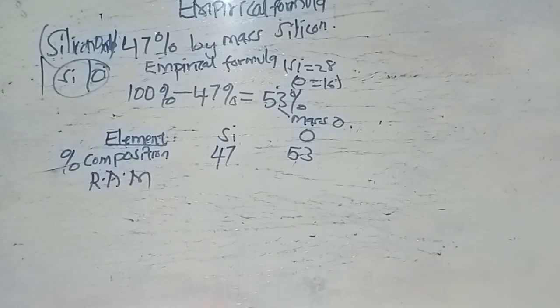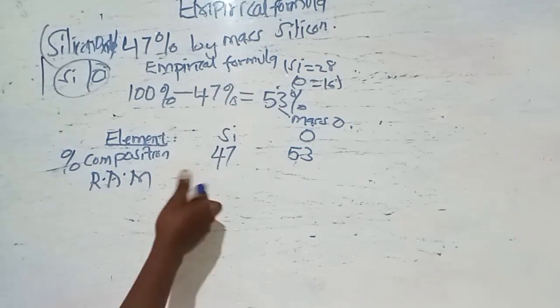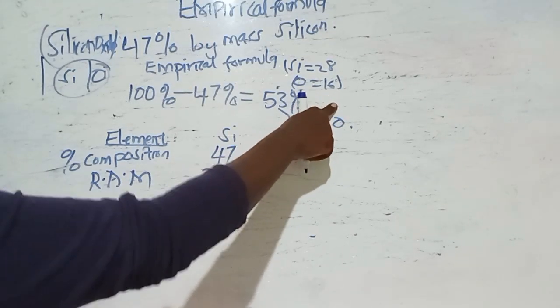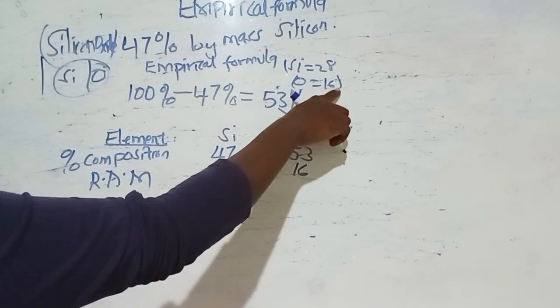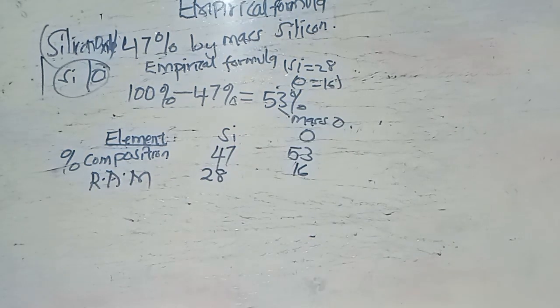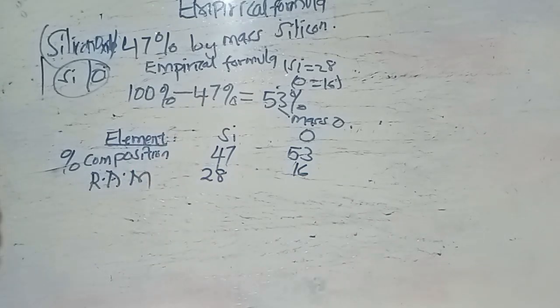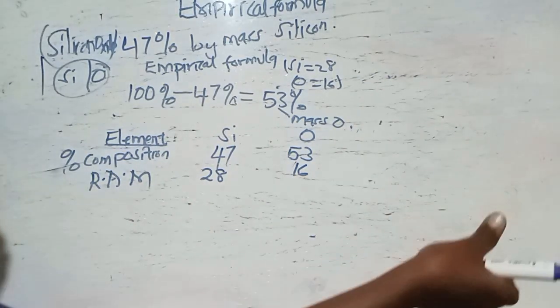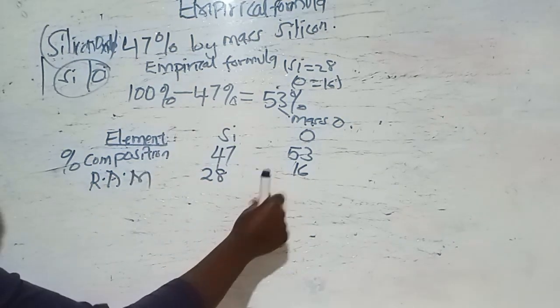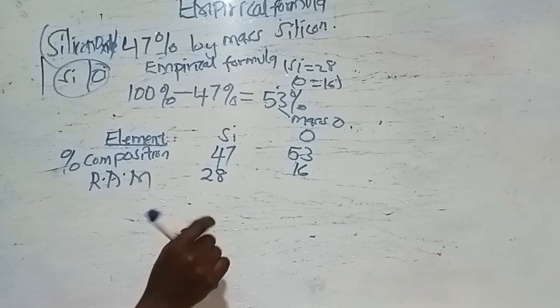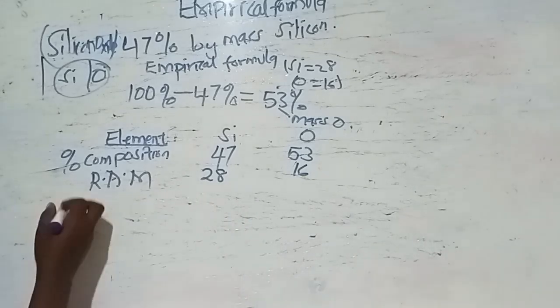Now you write the relative atomic mass of the different atoms. The relative atomic mass of silicon is 28, and for oxygen it is 16. The masses given there are the relative atomic masses. The empirical formula gives us the number of atoms in the lowest mole ratio, so we want to work out the number of moles to see the number of silicon and oxygen atoms in their simplest mole ratio.